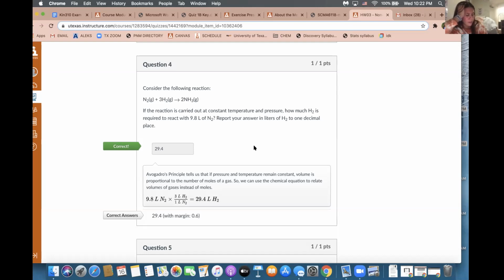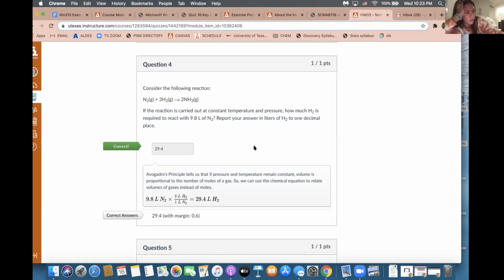I mean, we might have. I'm confused, what do you mean? Let me just read this problem first and see if we even have to do that. Yeah, this is Avogadro's principle, because Avogadro's principle tells us if pressure and temperature remain constant, volume is proportional to n, the number of moles of gas. I think that's what it's telling you. So that's always the case with Avogadro.